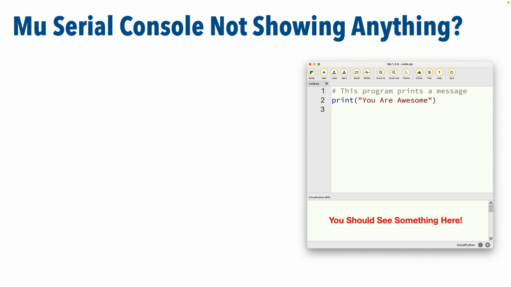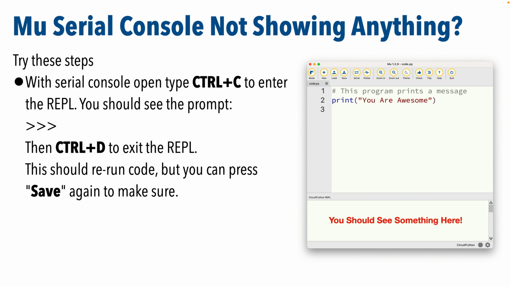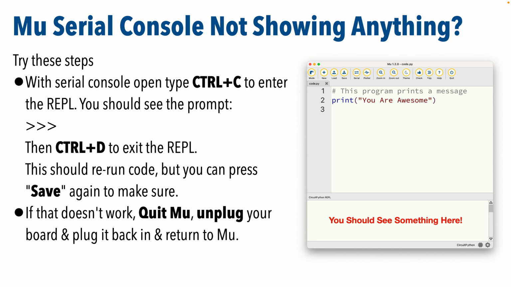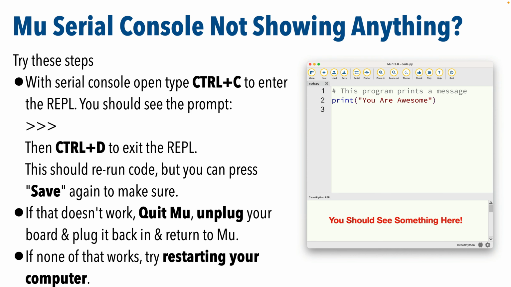Now, my students and I have also noticed that sometimes the Serial console doesn't show any activity, even if you try to open up the Serial console and resave your code. If this happens, you're seeing a blank Serial console, then you can try to open the Serial console, type Control-C to break any executing code and enter the REPL mode, then Control-D to get out of the REPL mode, press Save again to rerun your code, and this usually works. If not, you can try quitting Mu, unplugging your board and then plugging it back in, and then restarting Mu. In extreme cases, you might even try rebooting your computer.